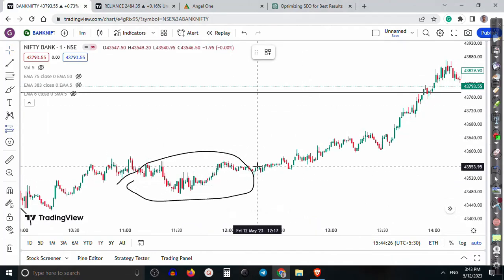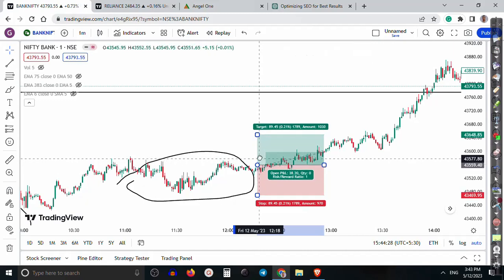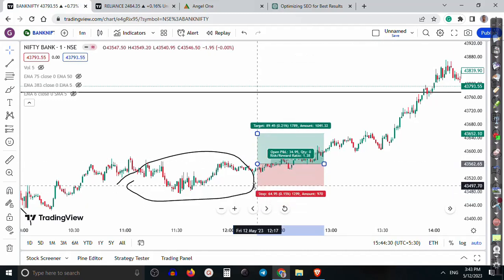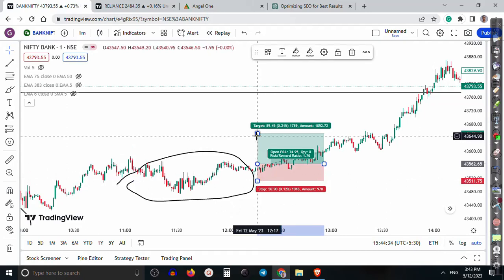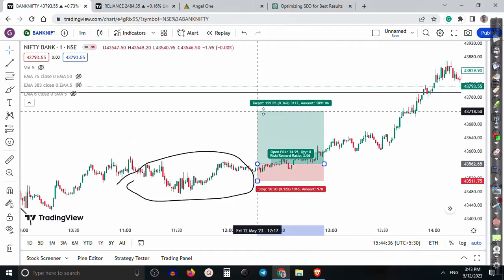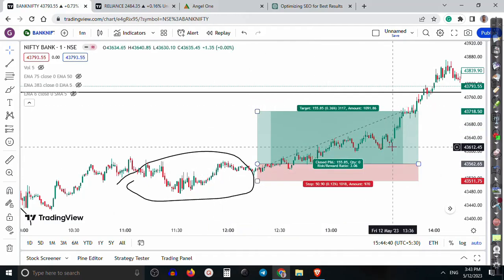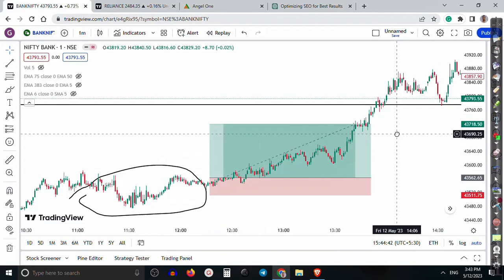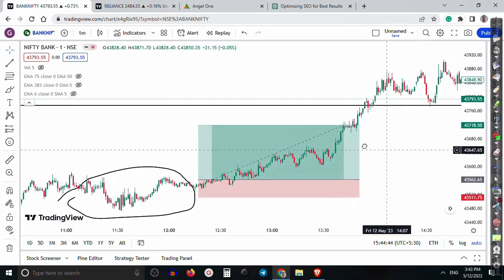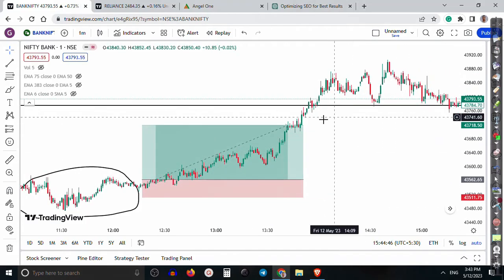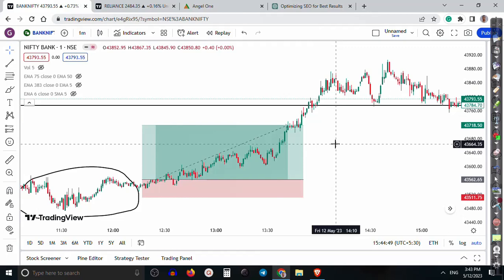My entry point was somewhere here in this area, and my SL is 50 points, like that, and my target is 150. That is my ideal point. Okay, so I booked my profit here. All right, it's too long, but price goes beyond that area, but I'm not that greedy. To hit my target, it takes a little bit of time.